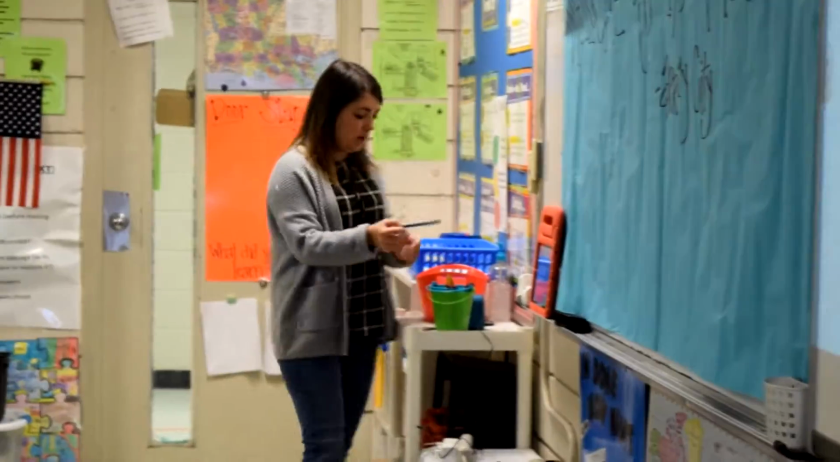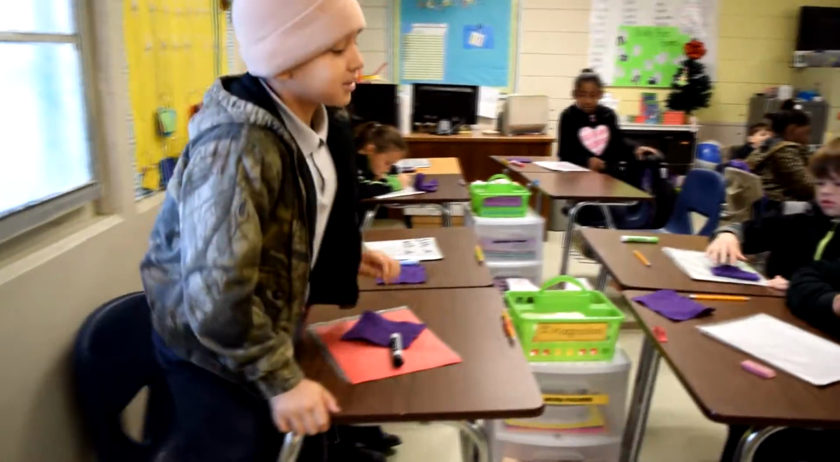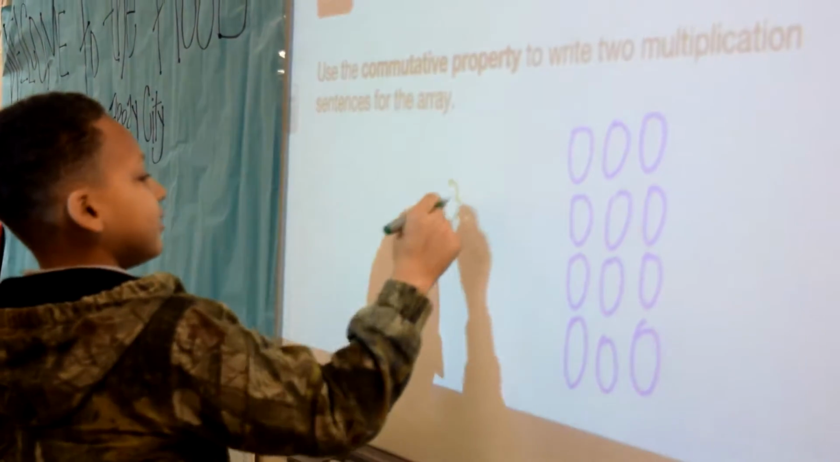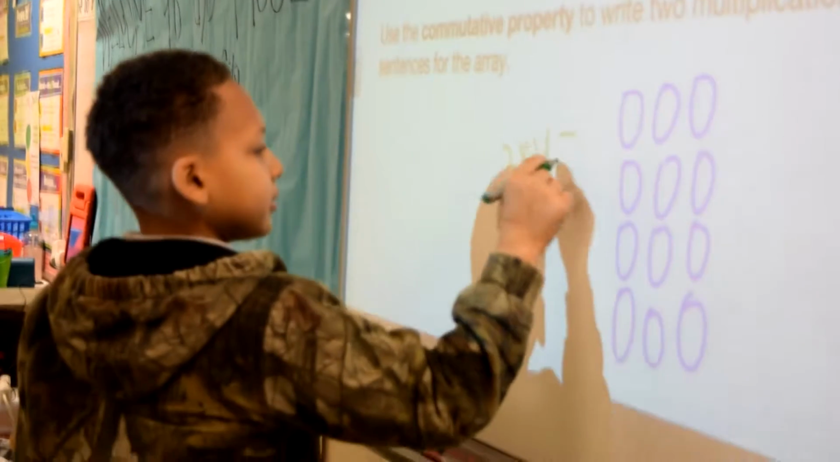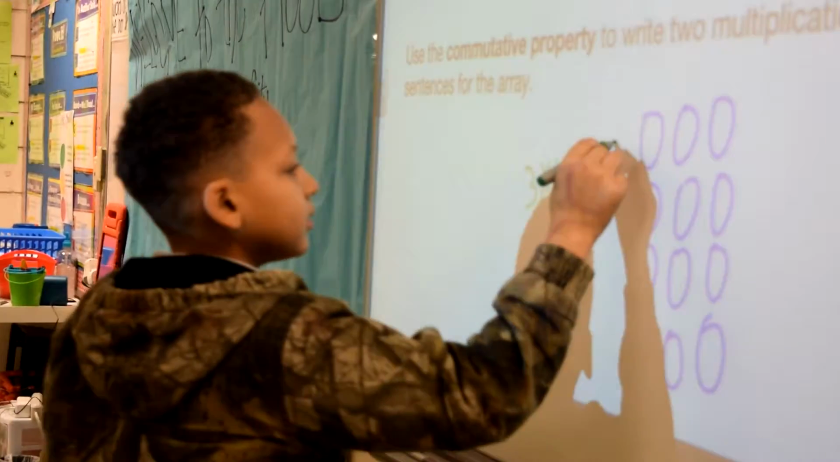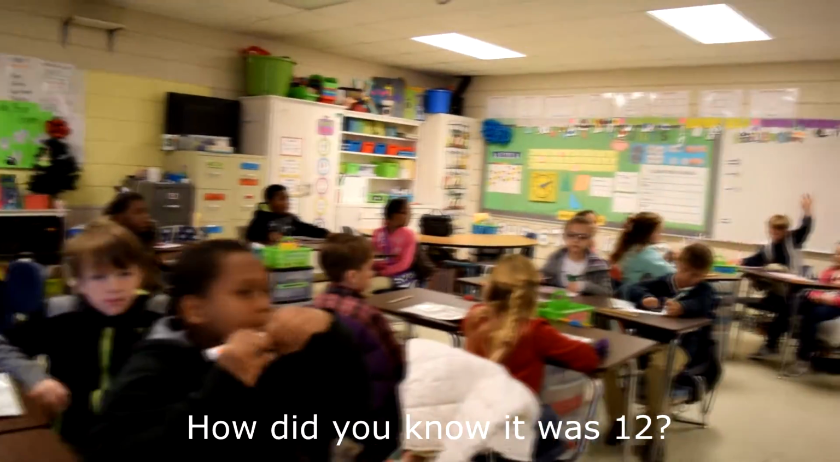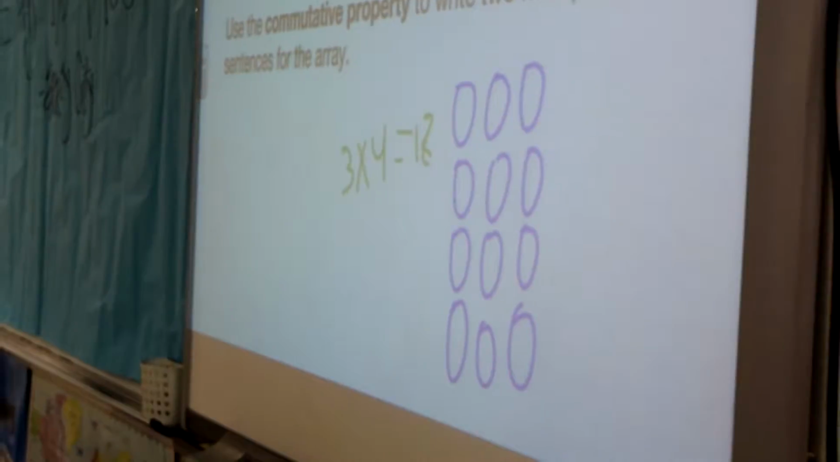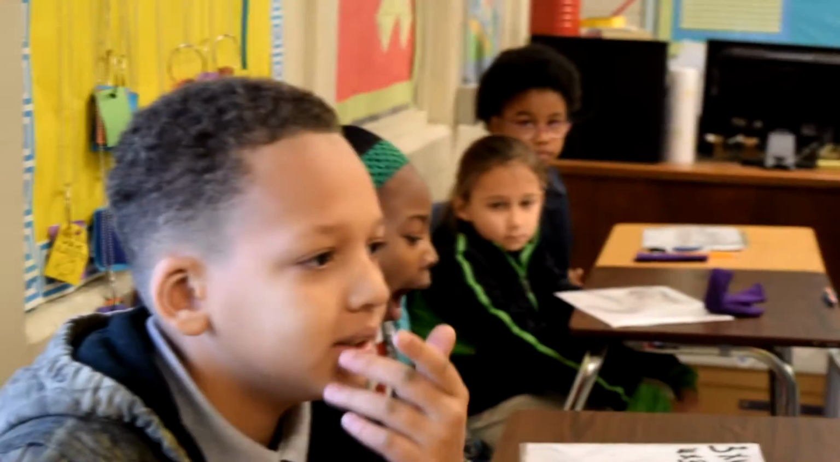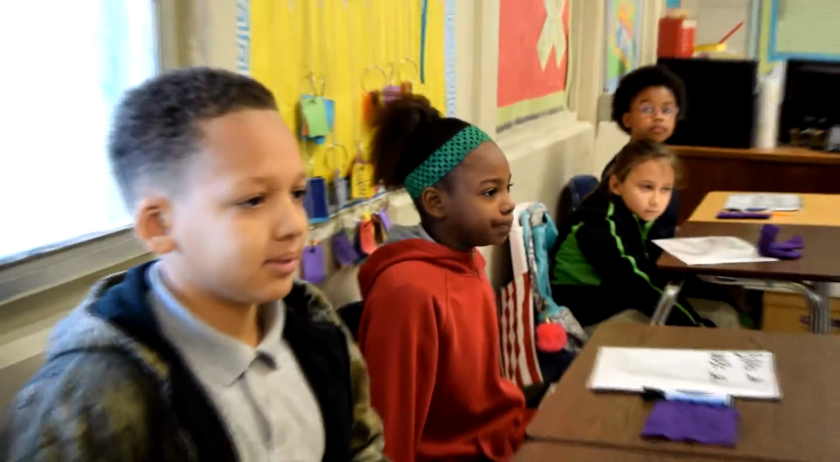Let's see who's going to come write a sentence for me. A multiplication sentence. Number 20. Come on down, Danny. A multiplication sentence for that array. Very good. Any questions for Danny? Taylor has a question. How did you know that it equaled 12, Danny? That's a great question. Because I counted by 3. Say it again? I counted by 3. To get your answer. Very good.